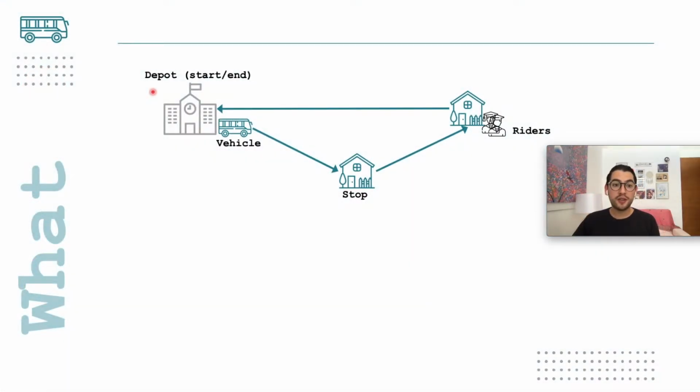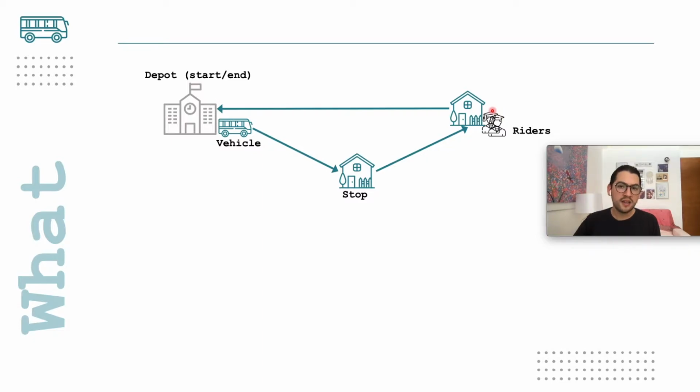The problem we're trying to solve is how to deliver students to their homes. For that, we have to pretend we're the owners of the school. We're going to call the school a depot, which is our start location. Our buses are simply called vehicles, and we have to drop off students at certain stops. Our students are going to be called riders, and more than one rider can get off at a single stop.